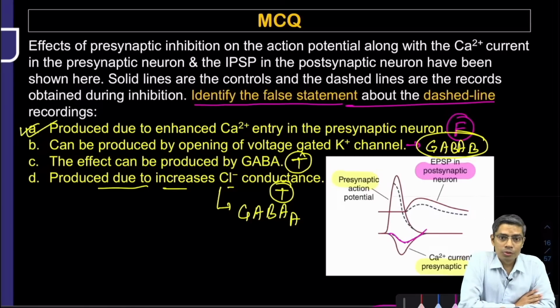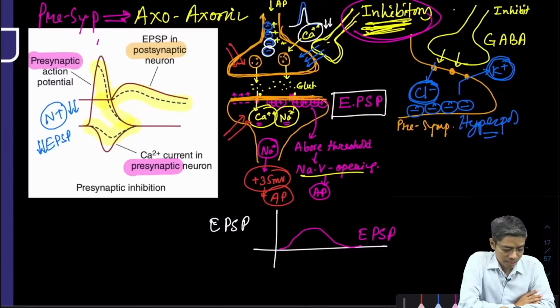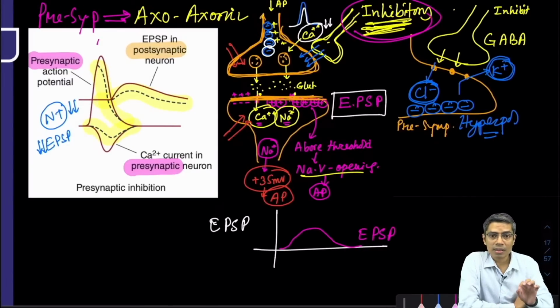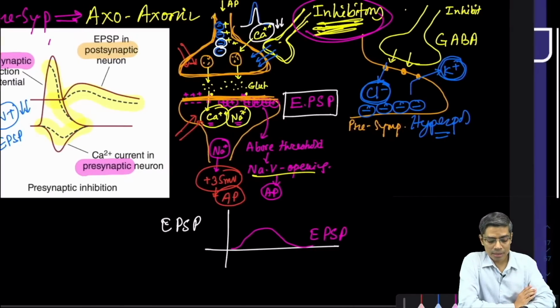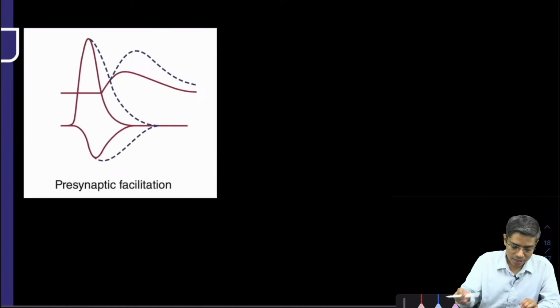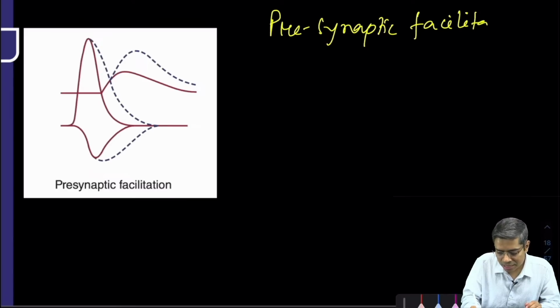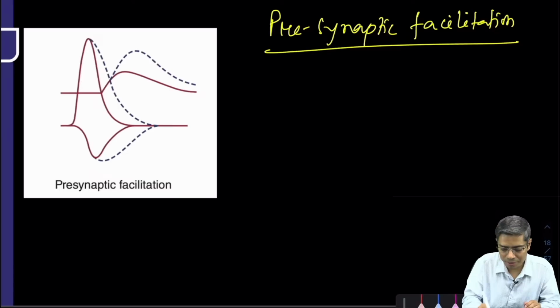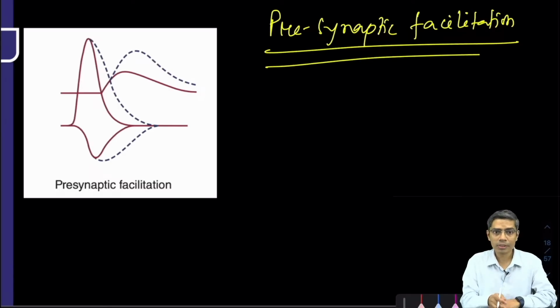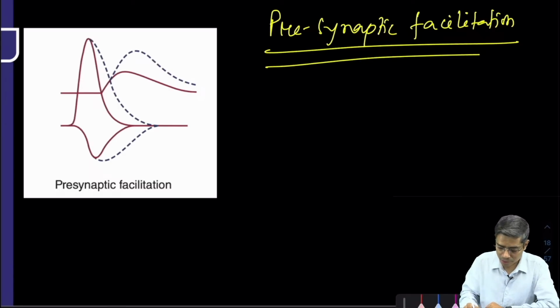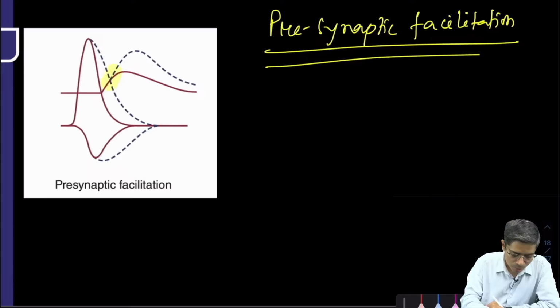Okay. So, please be careful, this kind of question can be given. So, this is typical of presynaptic inhibition, and sometimes we say that rather than presynaptic inhibition, there is presynaptic facilitation also. Presynaptic facilitation is also there. So, if you compare this curve with the previous curve, what are you finding out here? You are finding out that the broken line has increased amplitude.